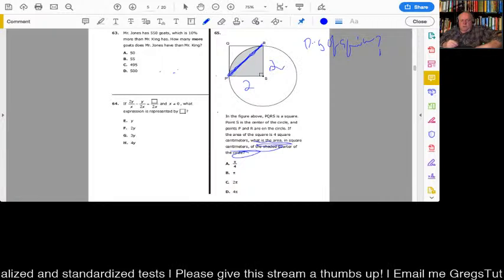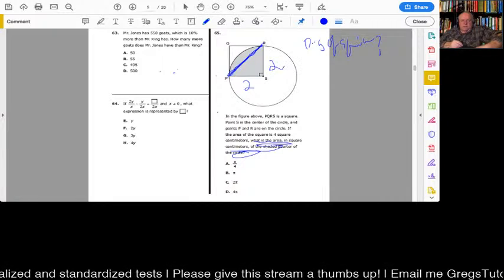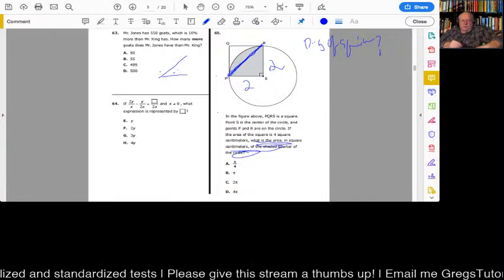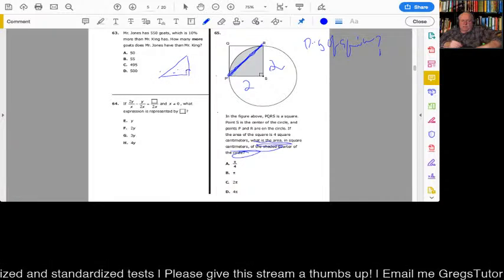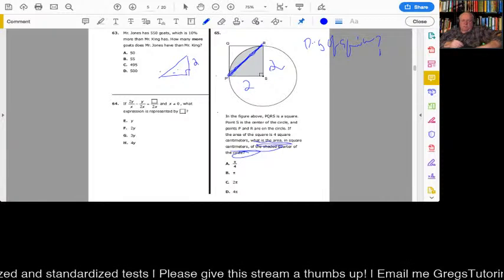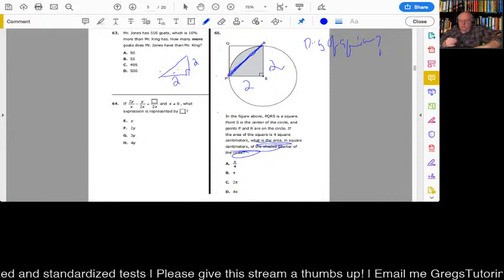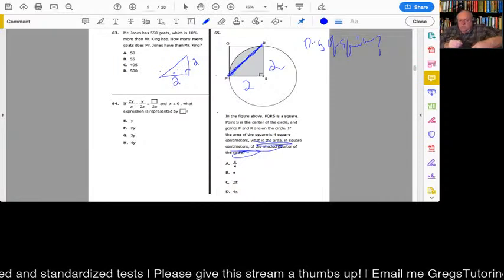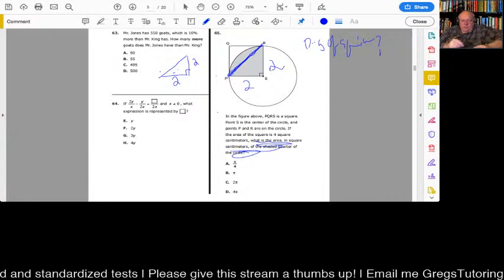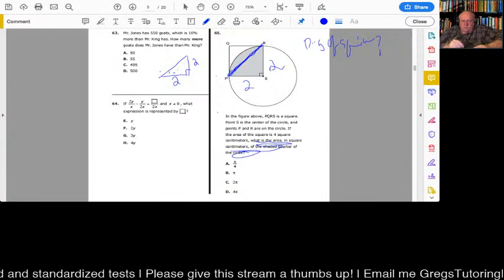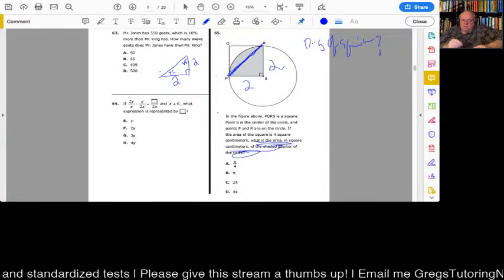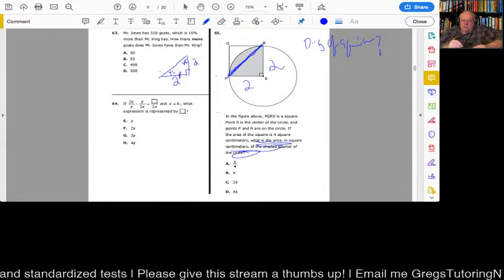All right, so what this problem reduces down to now is a right triangle with a radius of 2, which means both sides are 2, right? So what do you guys know about a triangle like that? Okay, this would be 45 degrees, and this would also be 45 degrees. So it's an isosceles right triangle, all right?